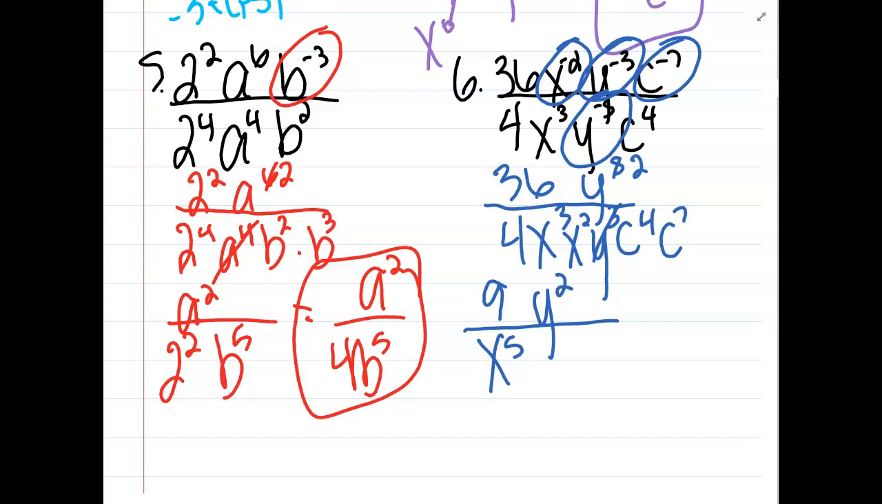And then what about the c's? Do they cancel or combine? They combine because they're all in the denominator. So c to the fourth, c to the seventh, add, we would get c to the 11th. Okay, what do you guys think so far? Not too bad if you take it slow.